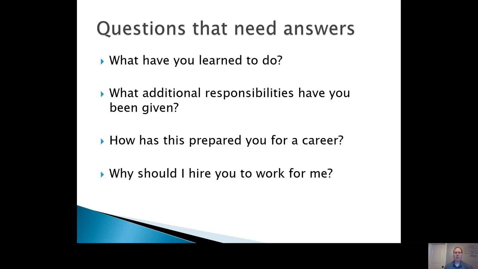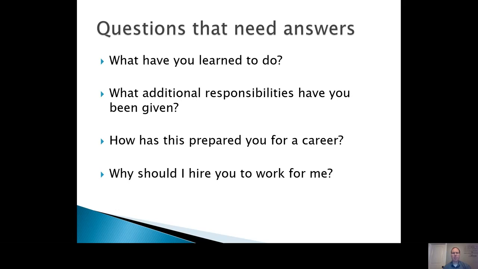As I think about placement, there's 4 questions that I think should be answered in a good placement application. The first question, what has the student learned to do? Have they learned to drive a forklift? Have they learned to give injections? Have they learned some computer system? What is it that they've learned to do in the course of that project? Number 2, what additional responsibilities have you been given in the course of that project? Very, very important that we talk about that.